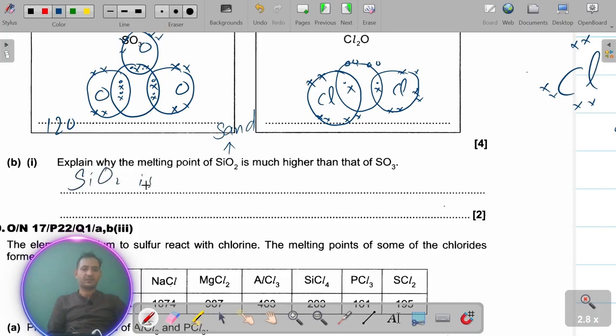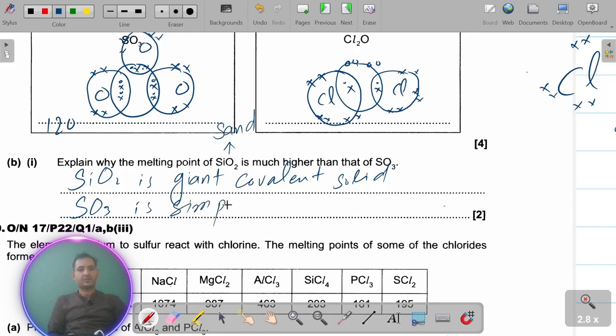SiO2 is a giant covalent solid, and SO3 is a simple covalent gas. Okay.